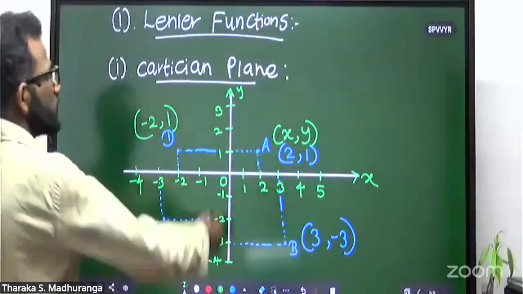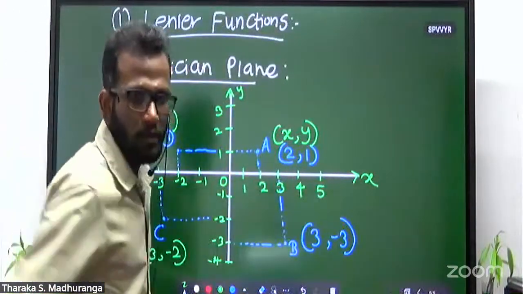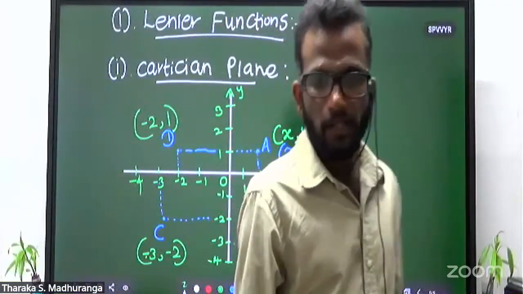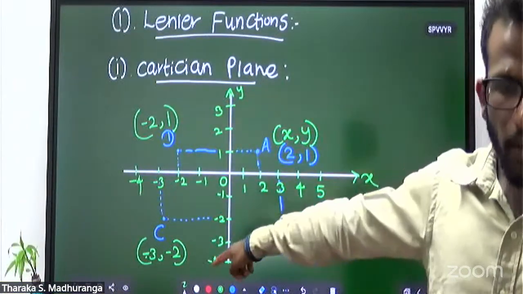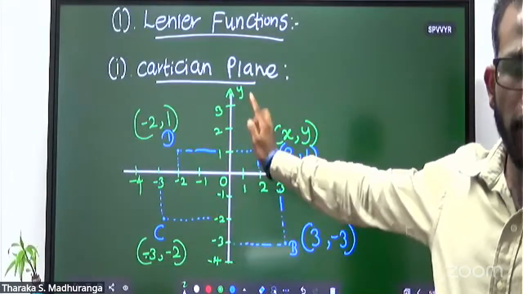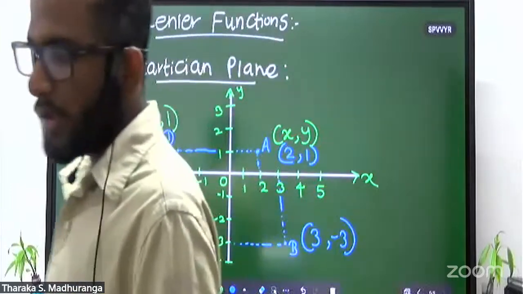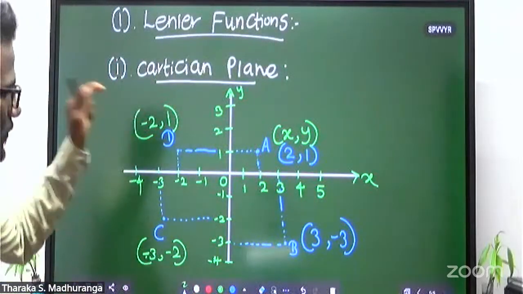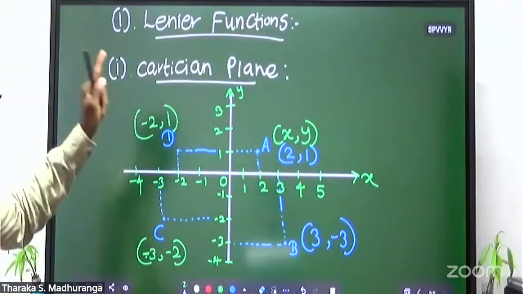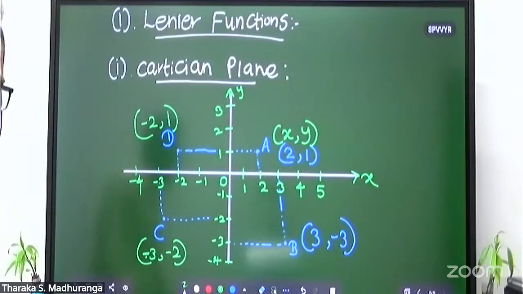Okay. Draw this Cartesian plane and mark these A, B, C, D points and write the coordinates. Write the coordinates in the correct method, with brackets.